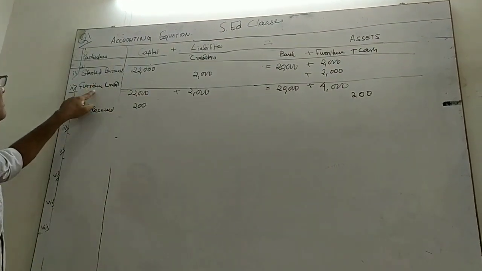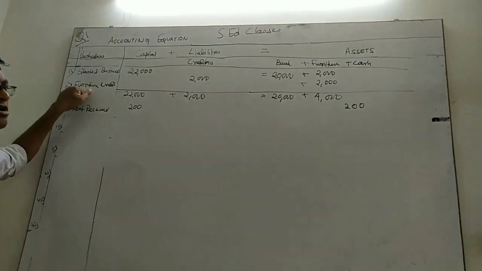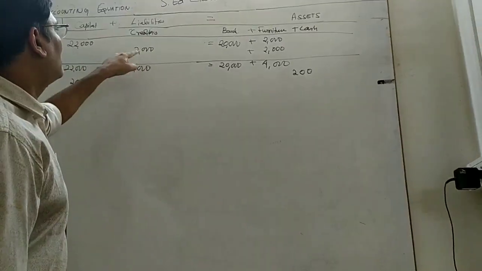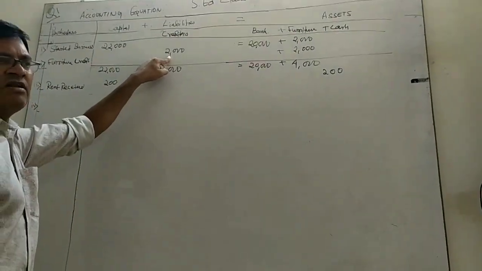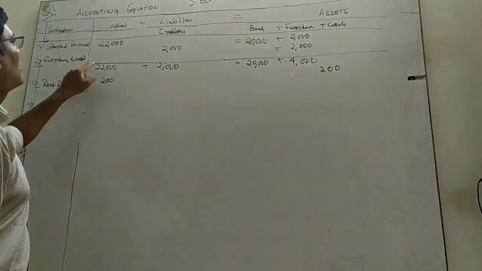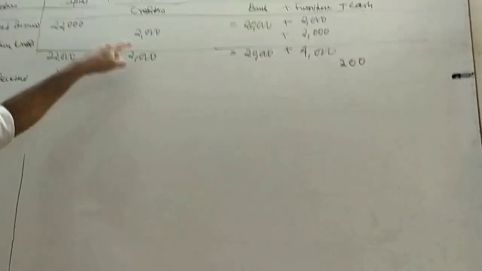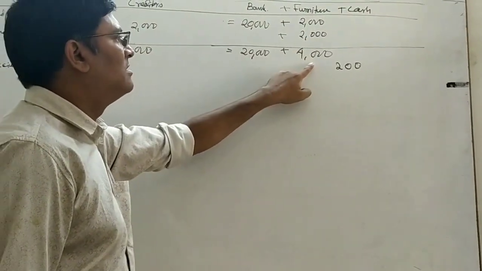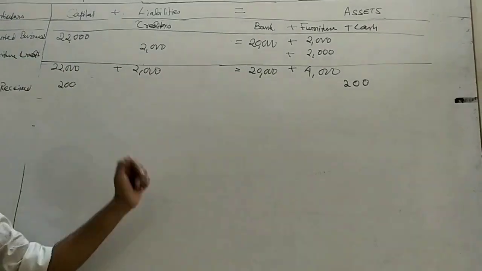Second transaction is we purchased furniture on credit. So 2,000 furniture purchased and 2,000 creditors increased because you have purchased the furniture on credit. Our accounting equation again became 22,000 plus 2,000, plus this 20,000 plus this 4,000. So 24,000 on both the sides again.